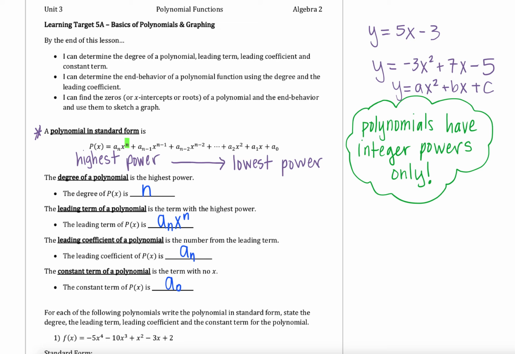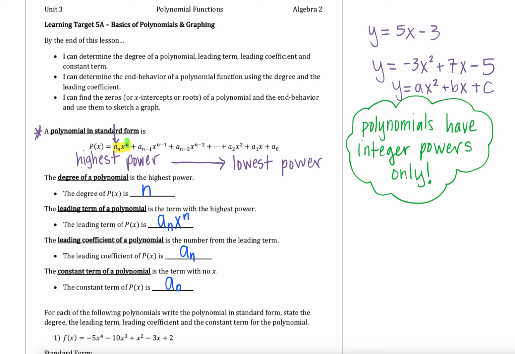The leading term of a polynomial is the term with the highest power. So if my highest power here is n, then my whole leading term of my polynomial would be this a sub n times x to the n. It's the coefficient part times that variable part of the x to the n. Now the leading coefficient of a polynomial is the number that is from the leading term. So in this case, that a sub n is representing our leading coefficient of this polynomial.